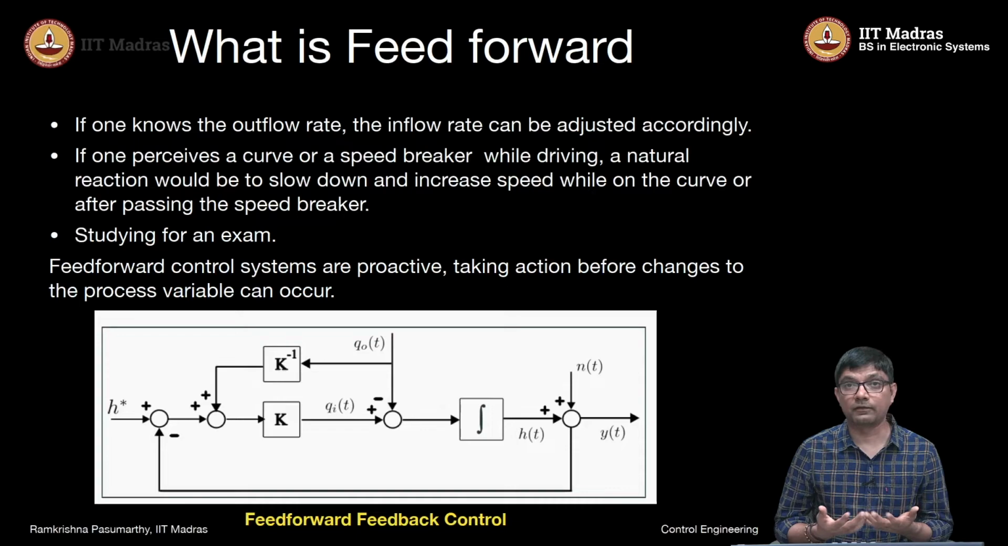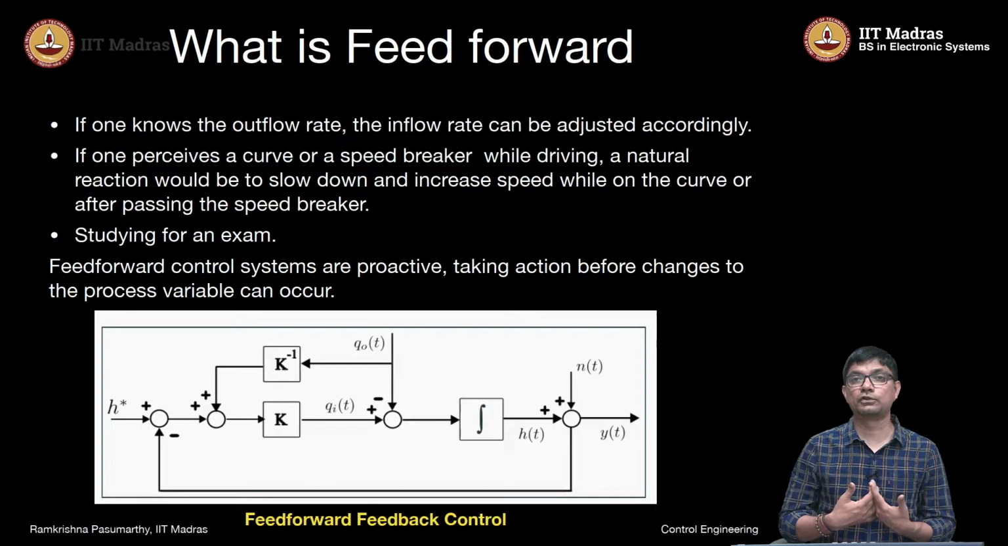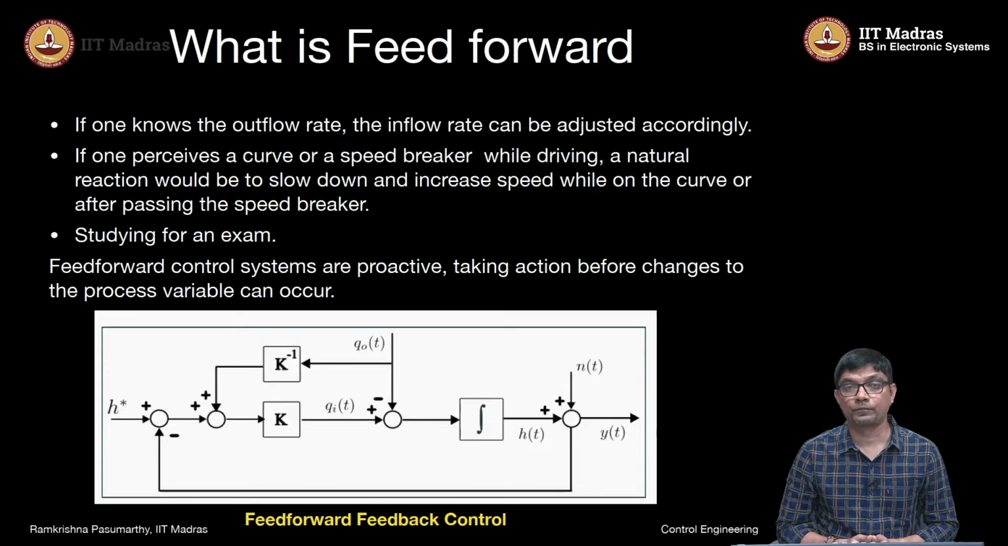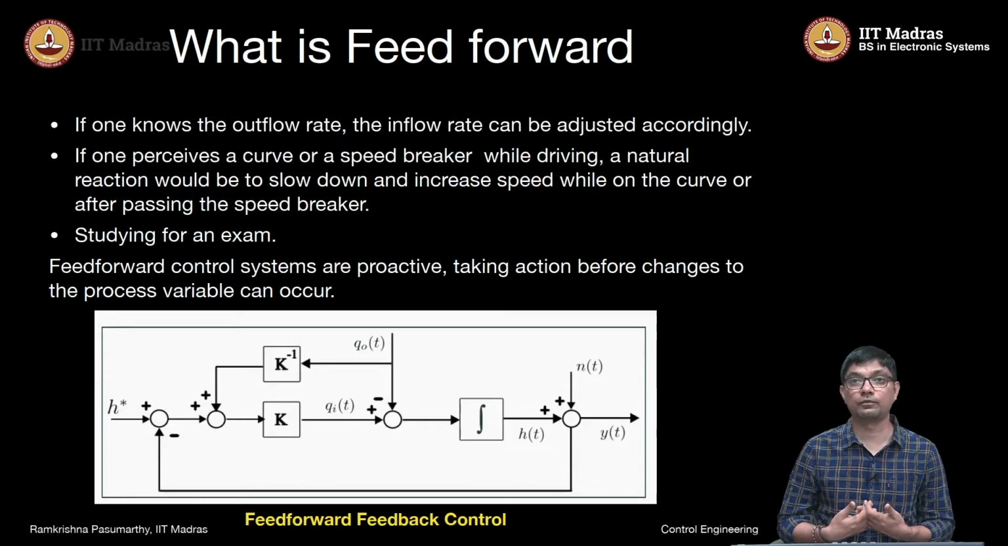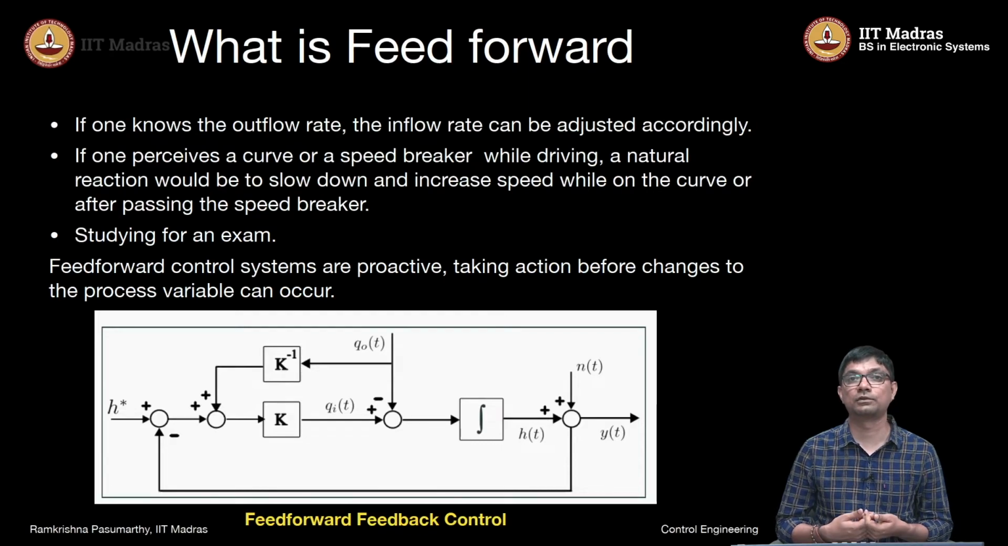If I see a speed breaker while I am driving a car, or if I perceive that there is a curve, my natural reaction would be to slow down as I reach the curve and then speed up again. Similarly with the speed breaker. Studying for an exam, right? If I know that I have to prepare for an exam, I start studying maybe a day before, 2, 3, 4, 5 days before and so on. Such systems are called feed-forward control systems. These are proactive. They take action before changes to the process variable can occur. So, in addition to feedback, we also have the concept of feed-forward.